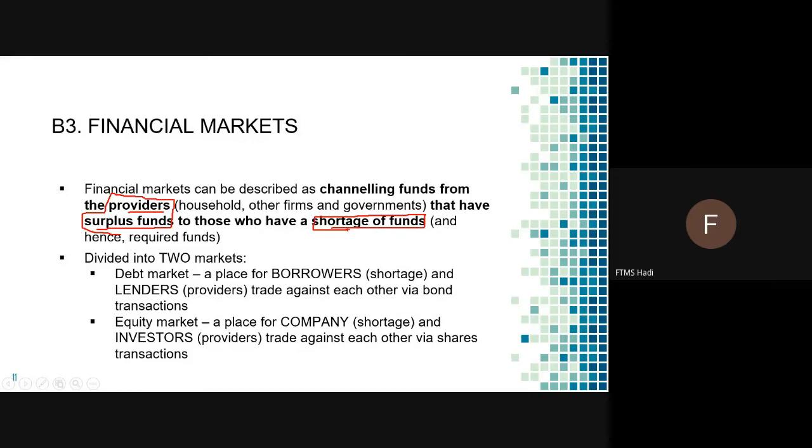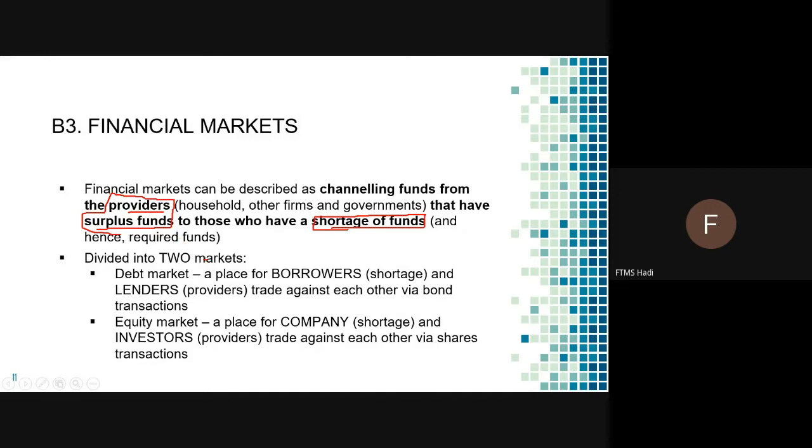For example, I myself don't have money to buy a car. Therefore, I'm in the category of shortage. I will apply for a loan from the bank because the bank has money, therefore the bank is considered surplus. That is a case of borrowing.